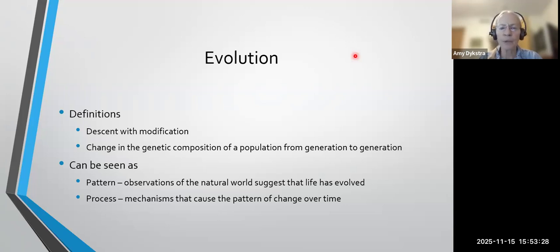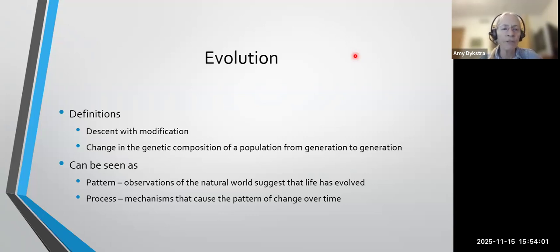The first is what Darwin called it. So the idea of descent with modification, the idea that current organisms on Earth today are descended with modification from organisms that used to be alive. And another definition that is more part of what we call the modern synthesis of evolution is that evolution can be defined as a change in the genetic composition of a population from generation to generation.